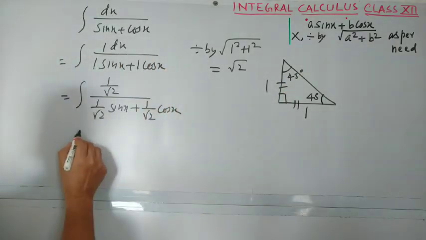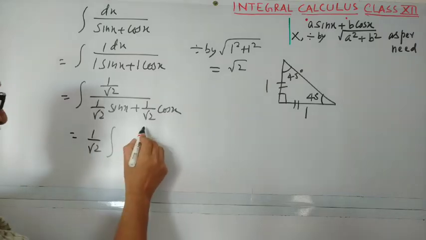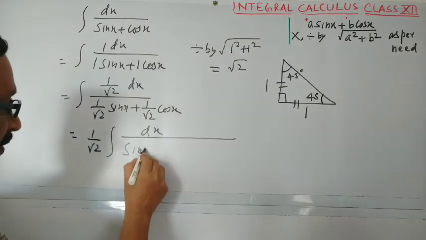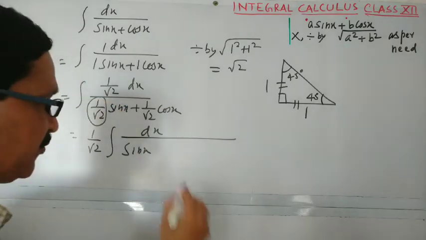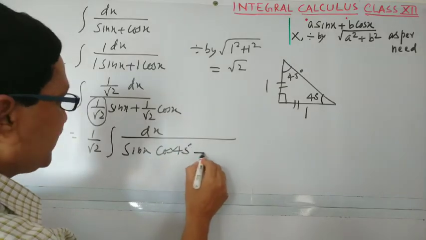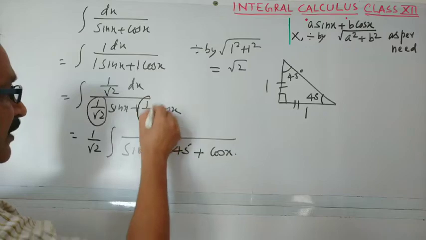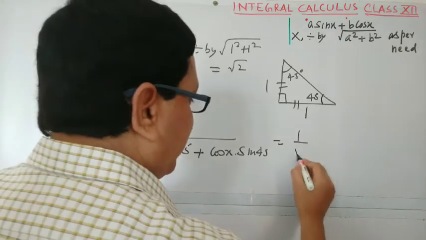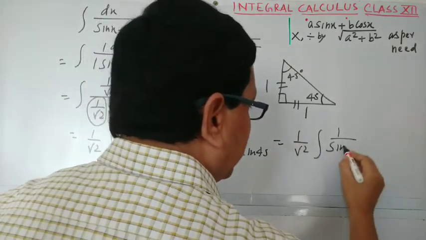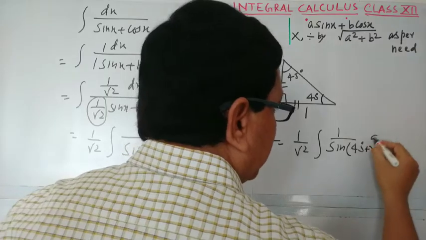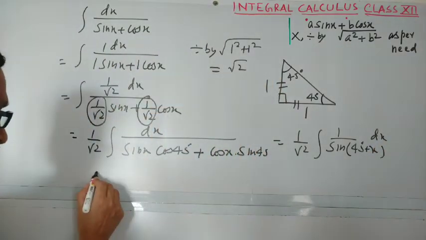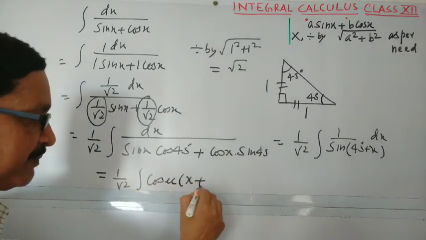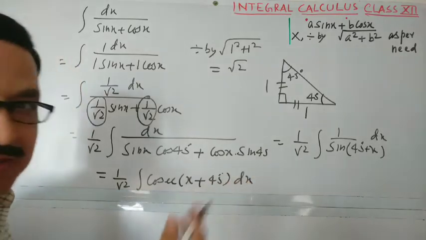45 degree. Now 1 by root 2 is taken outside, and this is dx by, write dx. Now sin x. After that the value of 1 by root 2 is cos 45 degree. Cos 45 degree plus cos x into this again 1 by root 2 is sin 45 degree. Again we are having the same pattern. This is 1 by root 2, 1 by sin 45 degree plus x dx. Now when sin goes to numerator, this is 1 by root 2 cosec x plus 45 or 45 plus x, both are same, whatever you write.